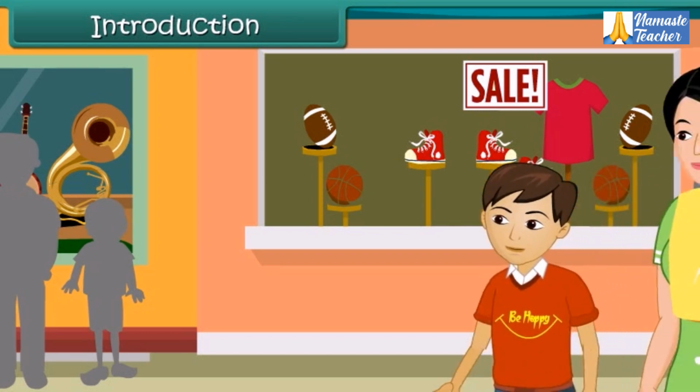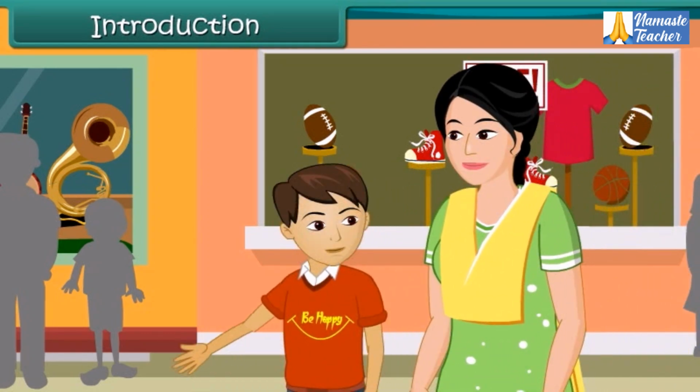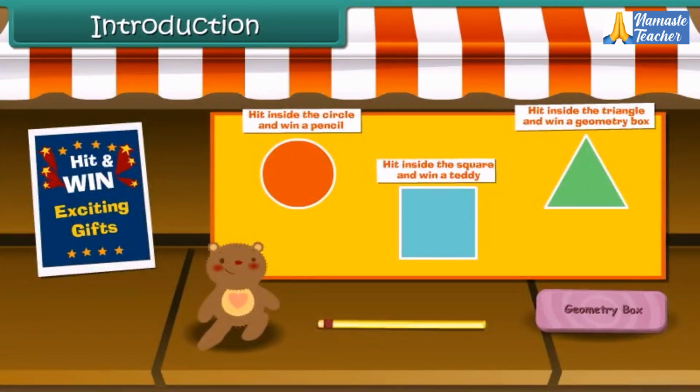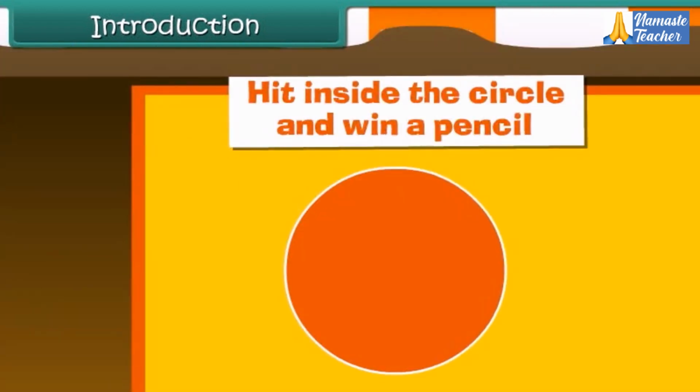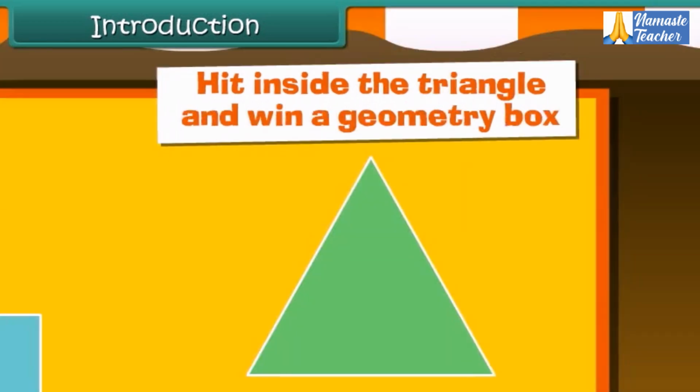Rahul visited a fair with his mother one day. There he notices a game. There were few shapes on a board. At the top of the board, few lines were written. Hit inside the circle and win a pencil. Hit inside the square and win a teddy. Hit inside the triangle and win yourself a geometry box.